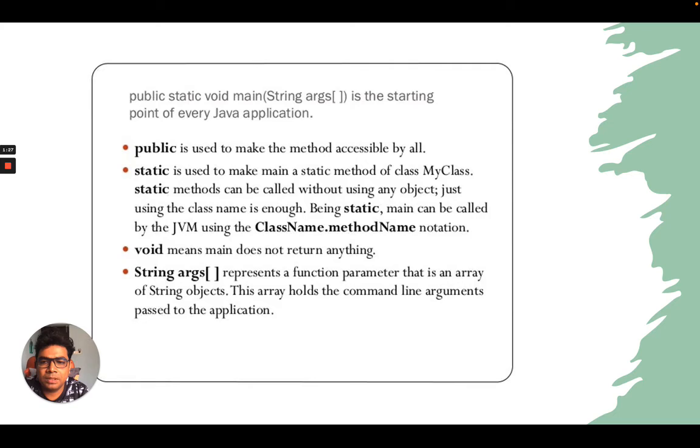Now, as we have seen, public is used to make the method accessible by all. Static is used to make a static method of the class. A static method can be called without using any object, just using the class name is enough. Being static, it can be called by the JVM using the class name dot method name notation. Void means that it doesn't need any return type, and String args represents a function parameter that is an array of string objects. This array holds the command line arguments passed to the application.